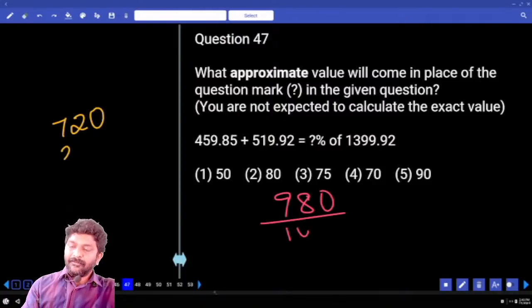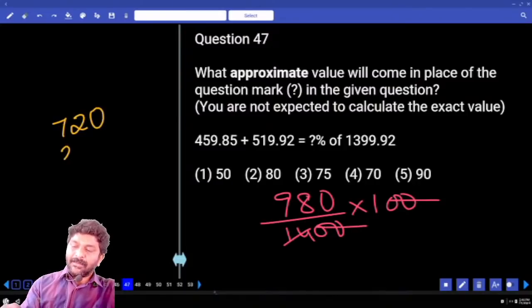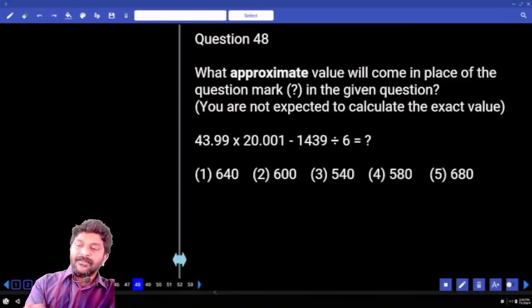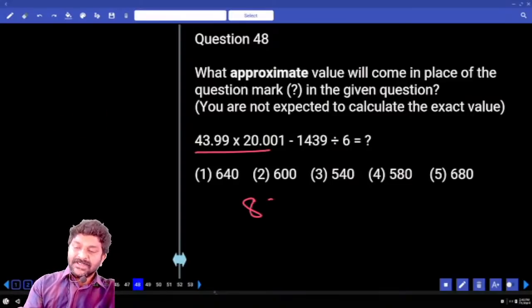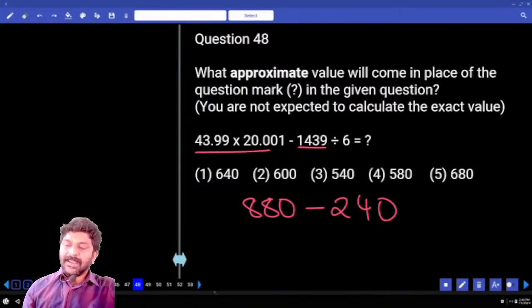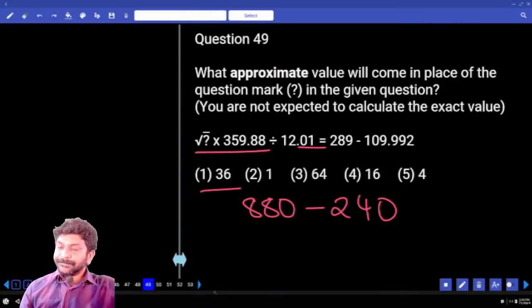980 upon 1400 percentage into 100. Clearly it is how many times? 70 times. Fourth option. 44 into 20. 44 two times and then 0 minus. We can treat it as 1440 divided by 6, which is 240. 880 minus 240, 640. First option.